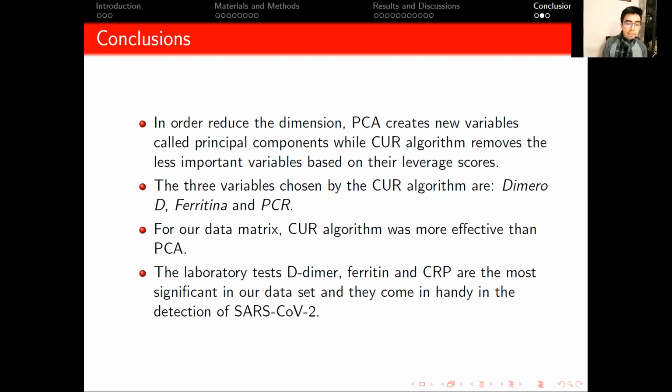We did not appraise other values of C and K, other than the number of retained principal components. Analyzing how the effectiveness of both techniques behaves when those values vary, and using a bigger data matrix, may constitute the object of future studies.